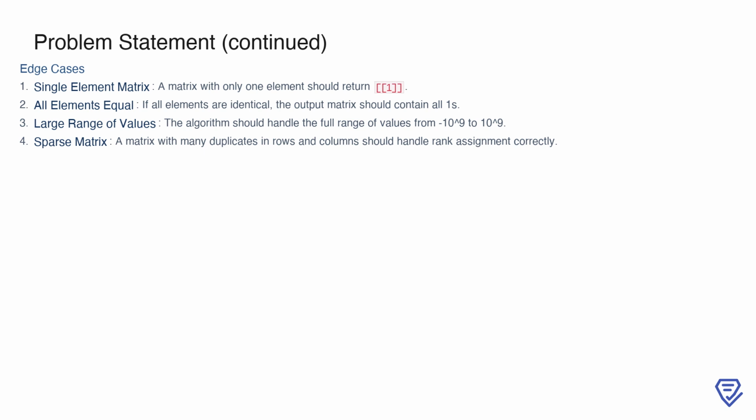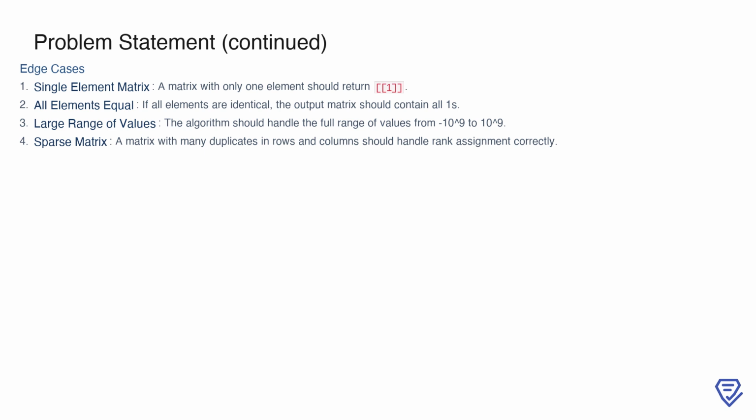Let's consider some edge cases. For a single element matrix, such as 42, the output should simply be 1, since there's only one element. If all elements in the matrix are identical, for example, 5, 5, 5, 5, the output should contain all ones, as all elements share the same rank.